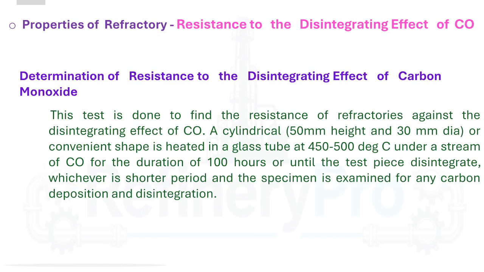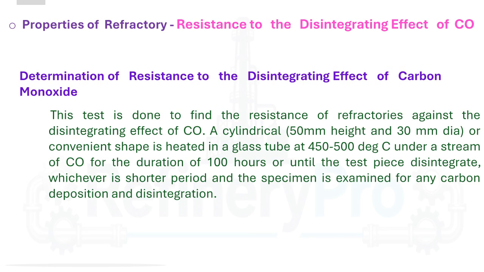There is one very important property of refractories: resistance to the disintegrating effect of carbon monoxide. In certain refinery environments, especially in atmospheres rich in carbon monoxide, such as blast furnaces or reduction processes, carbon monoxide resistance becomes critical. Why? Because carbon monoxide has a unique and destructive effect on some refractories. It does not simply oxidize the surface. It can actually break down the internal structure of the material.